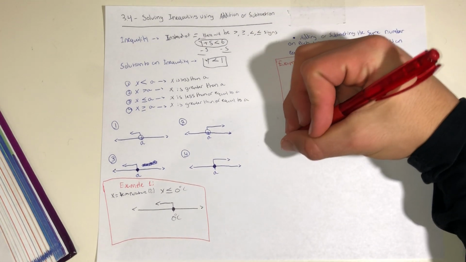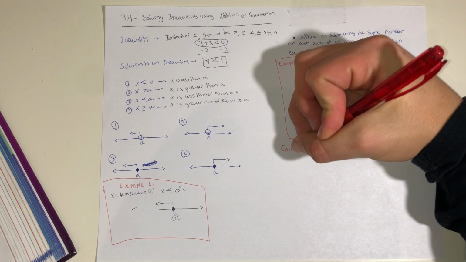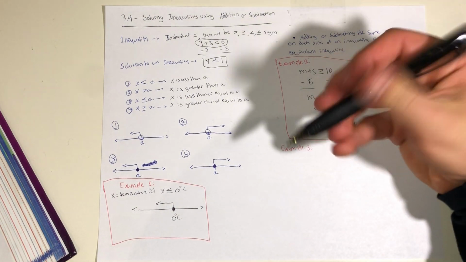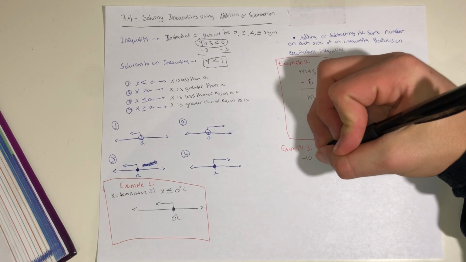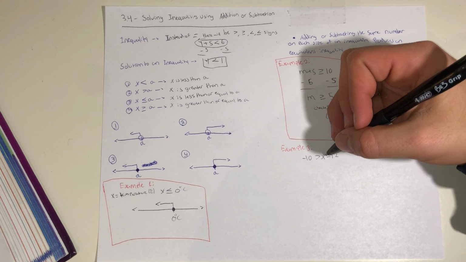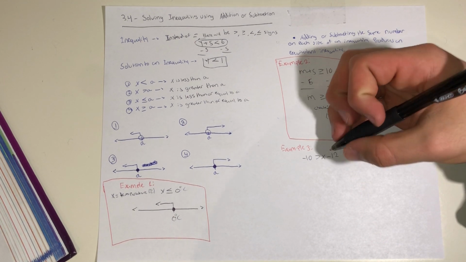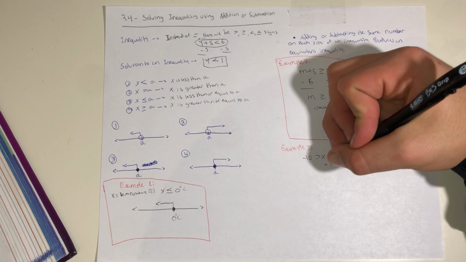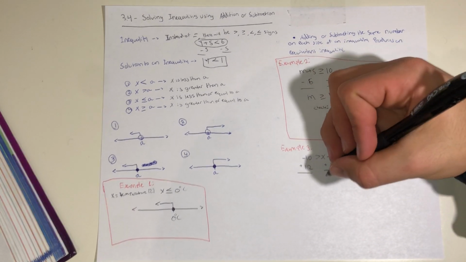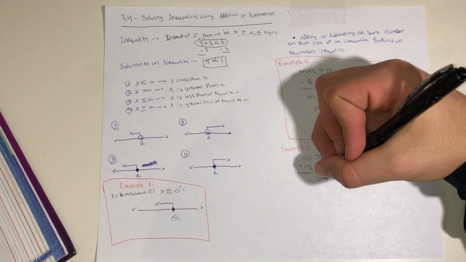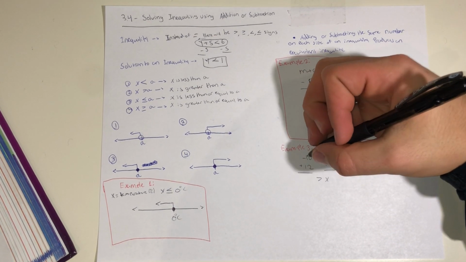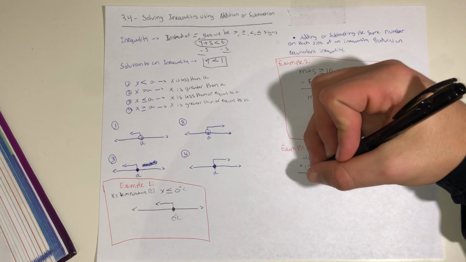This brings us to example 3. Example 3 says solve negative 10 is greater than x minus 12. So we have to isolate x. So this is x plus negative 12. So we have to add 12 to both sides. So this is going to be x alone. x is x here, and then negative 10 plus 12 is going to be 2.